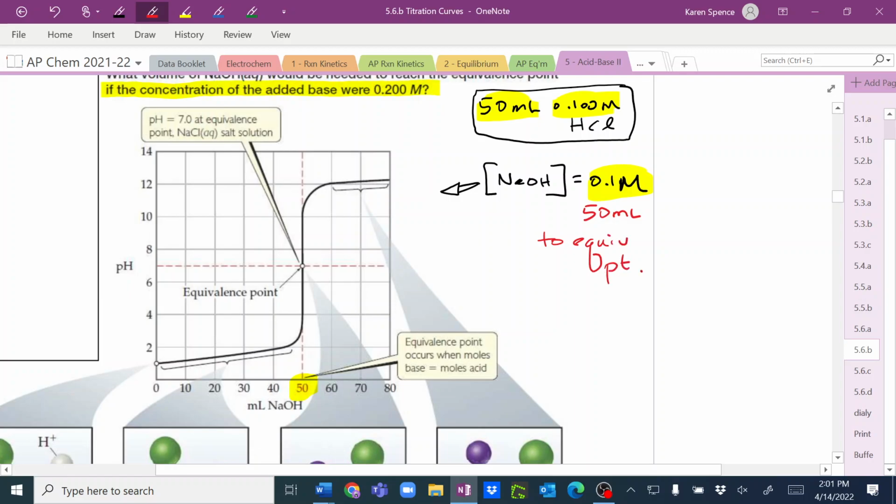Now, what would happen to this graph if instead the concentration of the NaOH was 0.2 molar instead? What would change about that curve? Tell your partner, chat with them.